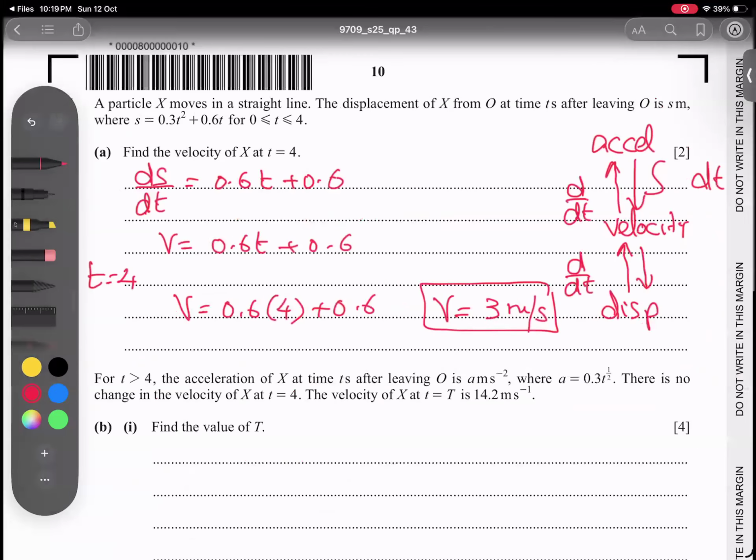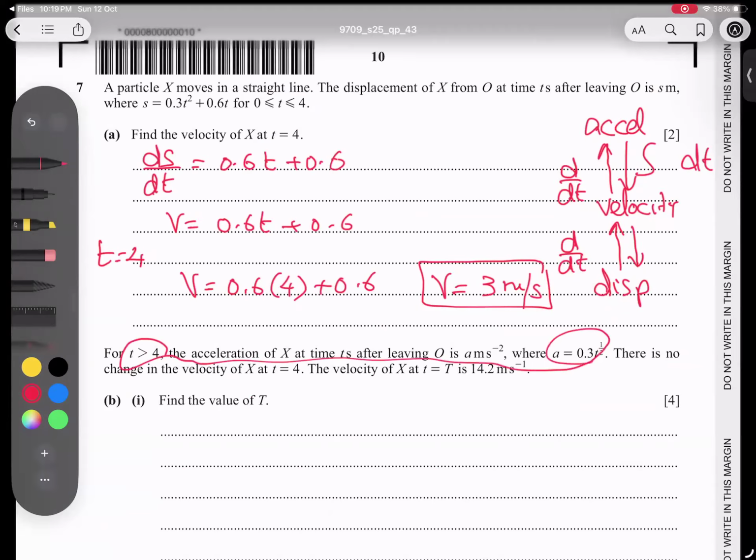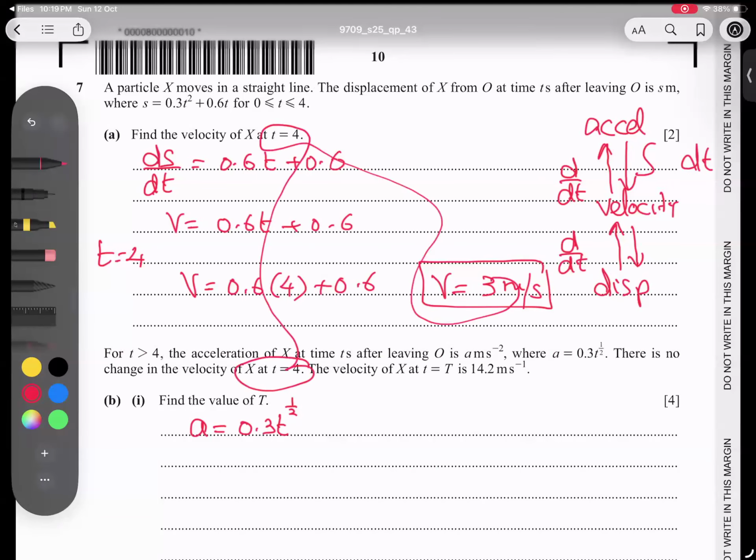Part number next. At time 4, it means this formula is valid from 0 to 4, and this formula is valid after 4. It's an acceleration and given this formula, so let's try to do it. A is equal to 0.3 t to power 1 by 2. And there's no change in velocity when time is 4. At 4, what is that velocity? I got 3. So it means when time is equal to 4, velocity is 3.